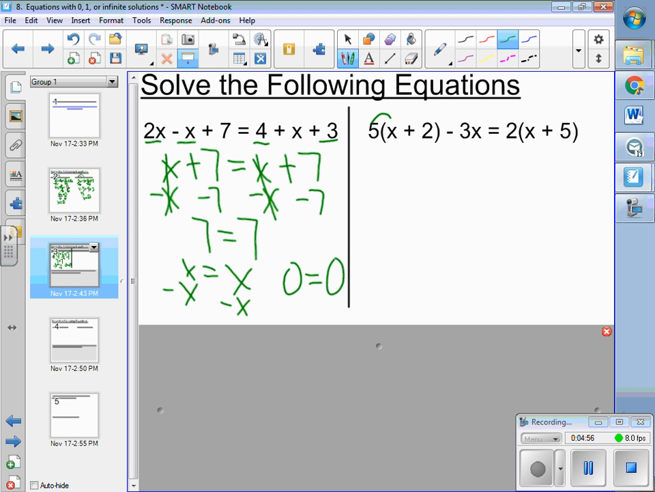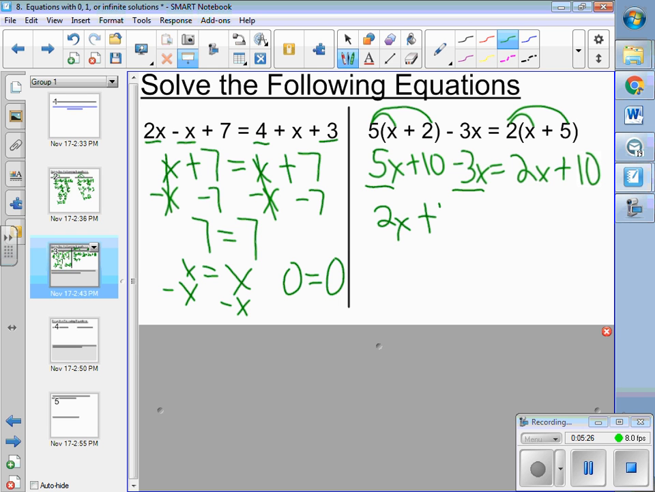So first we need to distribute the 5 to the x plus 2. So that's going to give us 5x plus 10 minus 3x equals, and then we're going to distribute the 2 to the x plus 5. So we're going to have 2x plus 10. So combine like terms, we can combine this negative 3x and this 5x on this side first. So that's going to give us 2x plus 10 equals 2x plus 10.